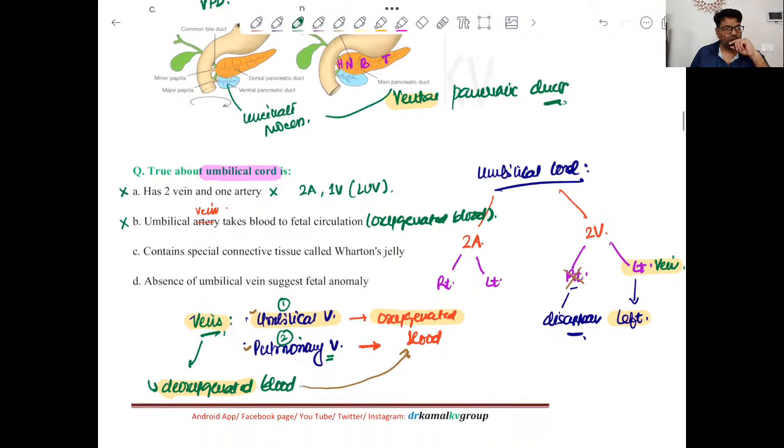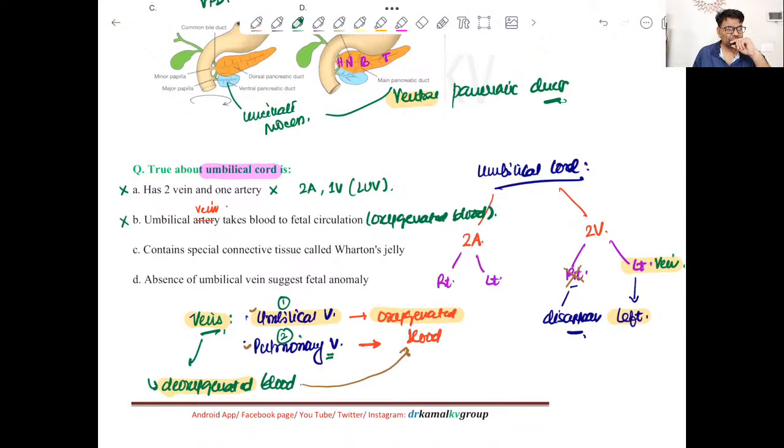Now coming to the third option. Shahnawaz bhai, this is I think 2019 NEET-PG, right? I haven't labeled the years as such, but I think this is either 2018 or 2019, but NEET-PG of course. What about option C?